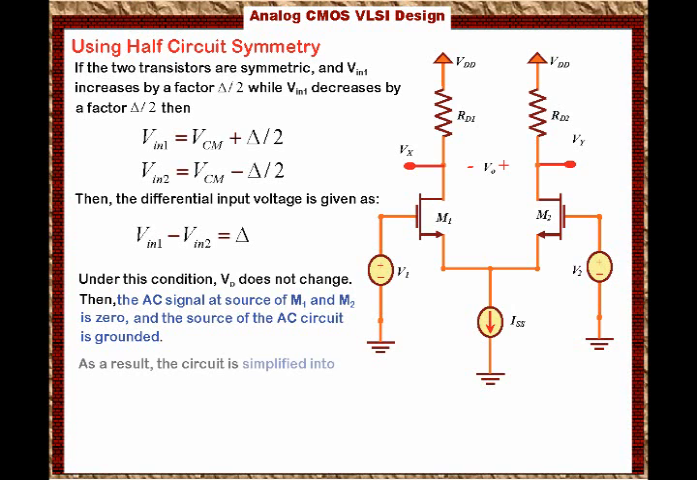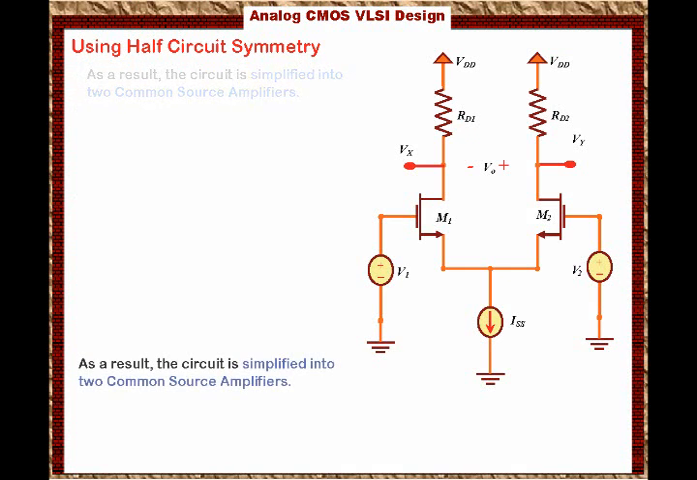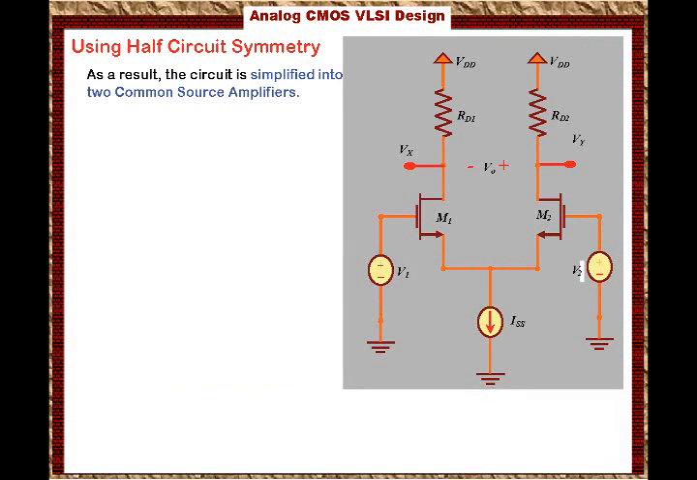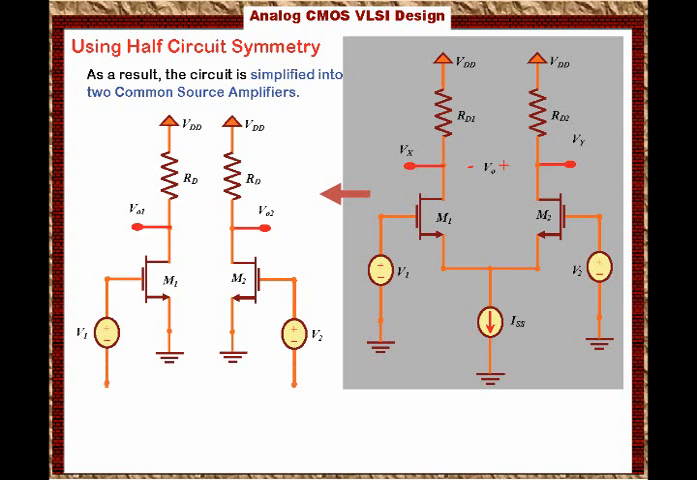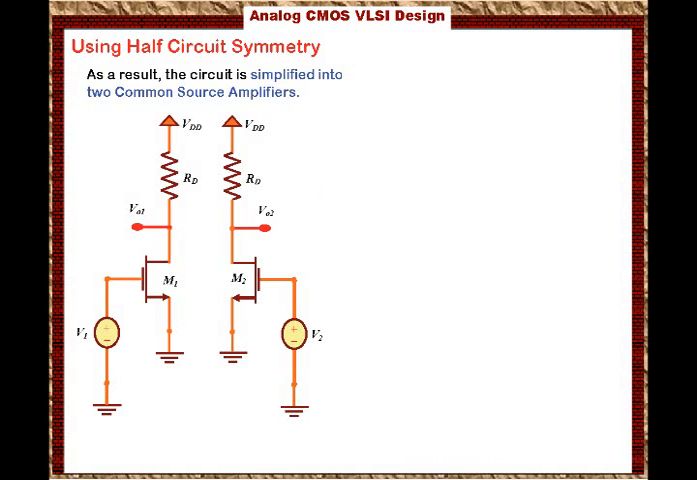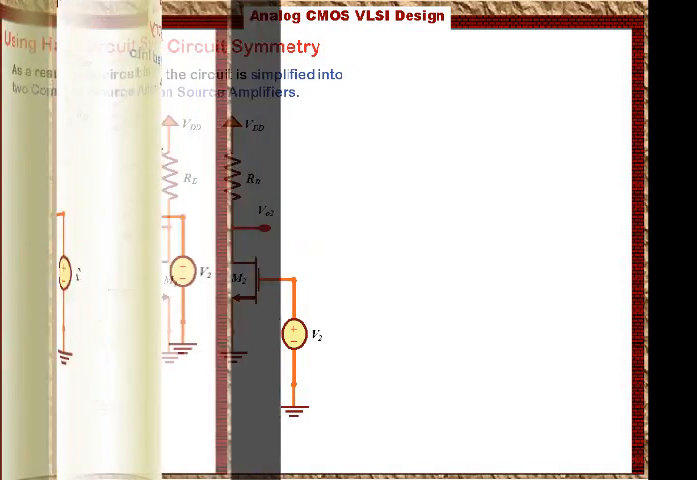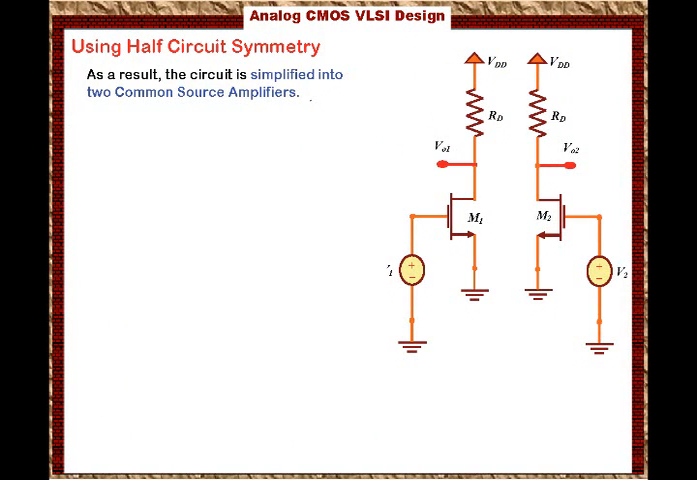As a result, the circuit is simplified into two common source amplifiers as shown in the figure here. As you see in the figure, we have the two resistors R1 and R2 connected to the two transistors M1 and M2, and then over here we have the two input voltages V1 and V2. So now we are interested in the differential gain. To solve for the differential gain, we have to evaluate Vout1 first and then Vout2, and then we take the difference, and we will be able to come up with the expression for the differential gain.